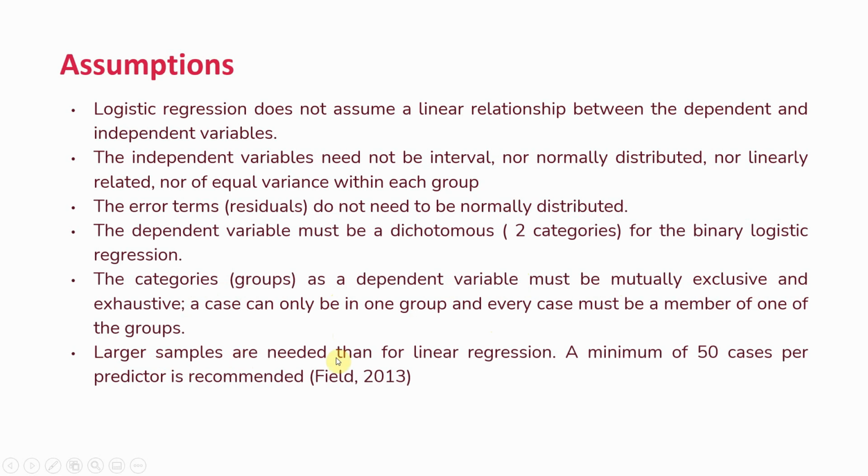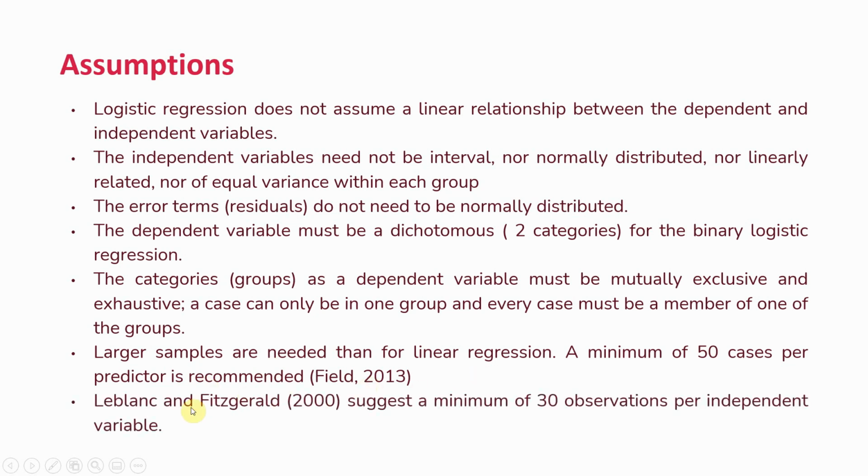Larger samples are needed than for linear regression. A minimum of 50 cases per predictor is recommended by Field. Or LeBlanc and Fitzgerald in 2000 suggested a minimum of 30 observations per independent variable.